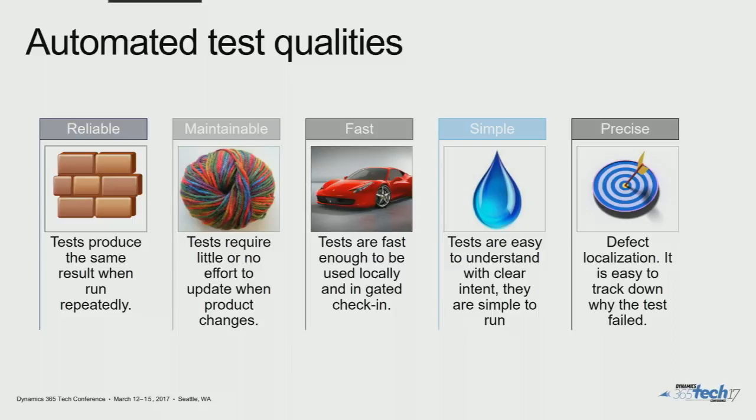And then the other thing is precise, which is something we haven't always thought about a lot. But the idea there is that when a test fails, you know why it failed, and you could easily go and solve the problem. So this is a challenge with longer tests, right? It fails. Well, now where do I start? If a unit test fails, it's a pretty good idea what's going on. So that's our automated test qualities.